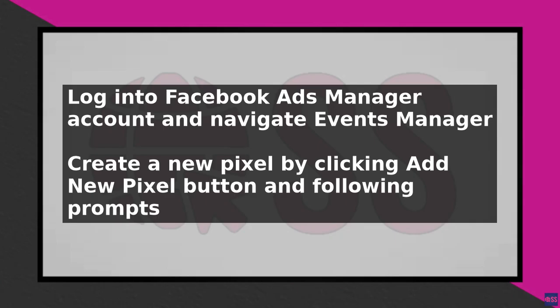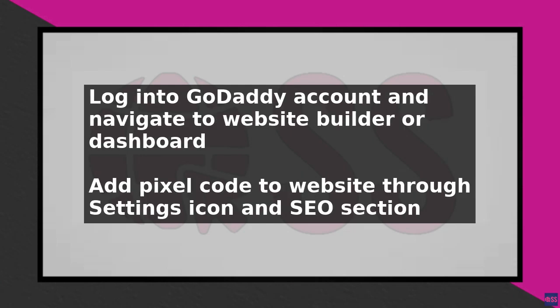To do this, log into your GoDaddy account and navigate to the website builder or dashboard for your site. If you are using the GoDaddy website builder, you can add the pixel code by clicking on the settings icon and then selecting SEO and then clicking on the header and footer section. Here you can paste the pixel code into the header section of your website.